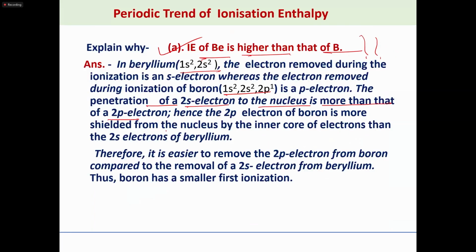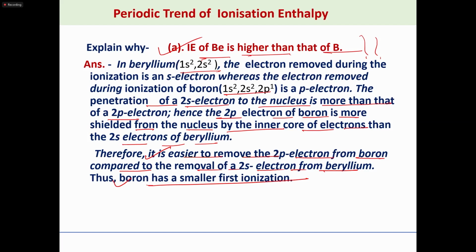It's written here. Hence the p electrons of boron are more shielded from the nucleus by the inner core electrons than the s electrons of beryllium. Therefore it is easy to remove the p electron from boron compared to the removal of the 2s electron from beryllium. That's why boron has a smaller ionization energy than beryllium.